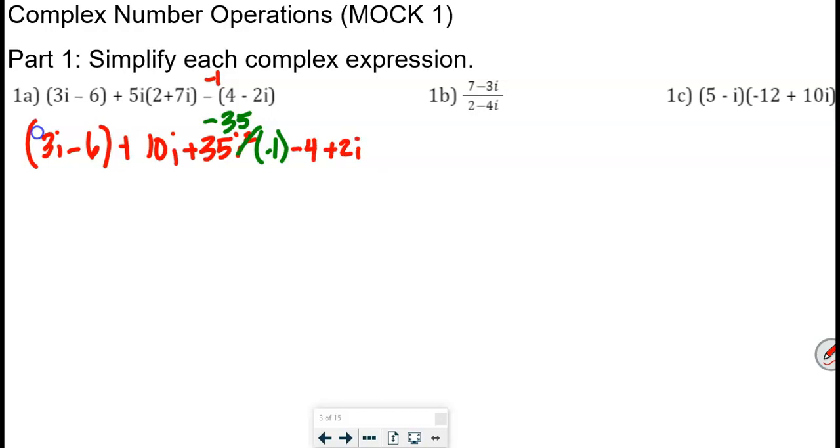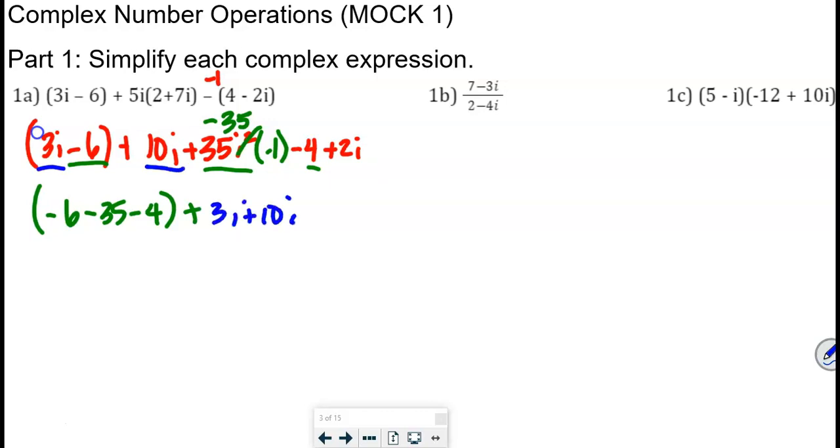Now what I'm going to do is put all my like terms in sets of parentheses. So I'm going to take real parts, which are here and here and here. So that's going to give me -6 minus 35 minus 4. And then I'm going to add to it all my imaginary parts, which are my 3i, my 10i, and my 2i. So now all I'm doing is combining like parts, so when I combine all those, we're going to get 45 plus 15i.